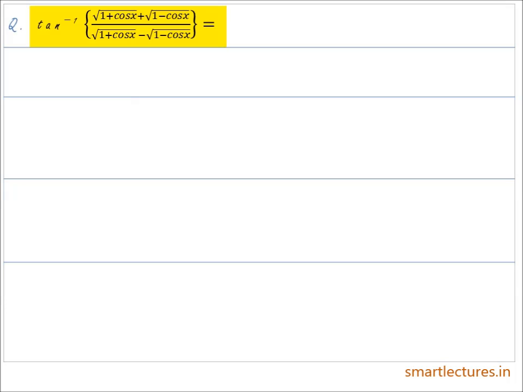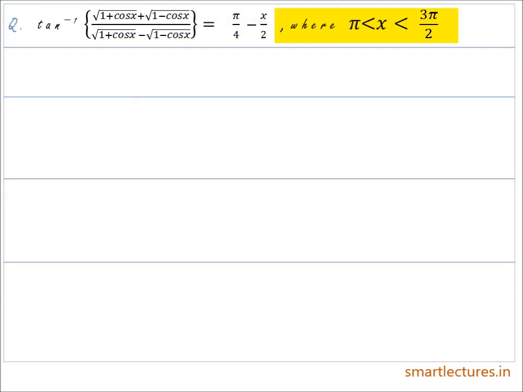Now let's solve one more question. Find the value of x for which tan inverse of (square root of 1 plus cos x plus square root of 1 minus cos x) divided by (square root of 1 plus cos x minus square root of 1 minus cos x) is equal to pi upon 4 minus half x, where x is greater than pi and x is less than 3 pi upon 2.